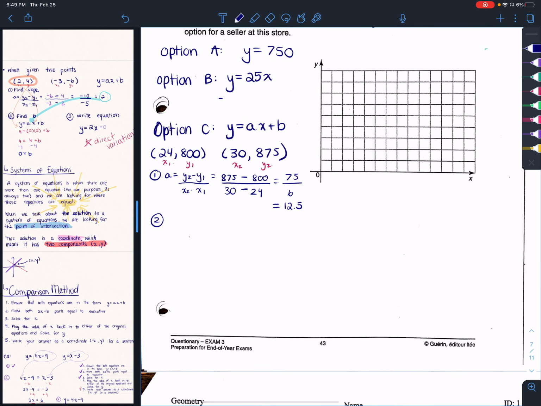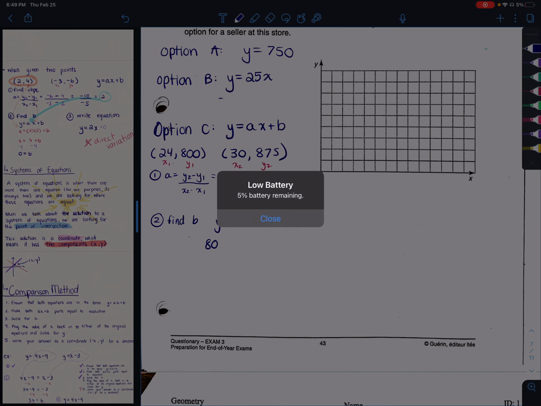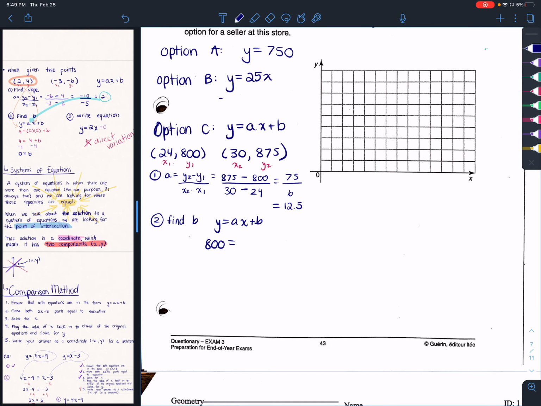So step 2, find B. The way that we do that, we put in our rule y equals ax plus b. We have to choose one of these points that we like better. I think I like 800 better. So I'm going to put 800 in the place of y. Our a is 12.5 and our x that goes with 800 is 24.